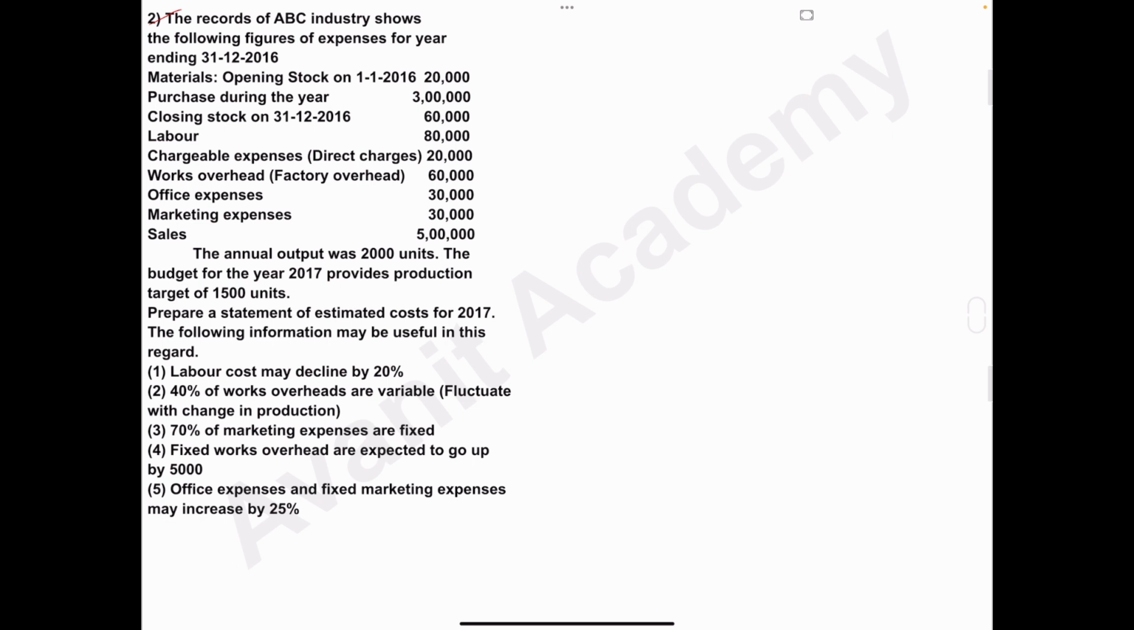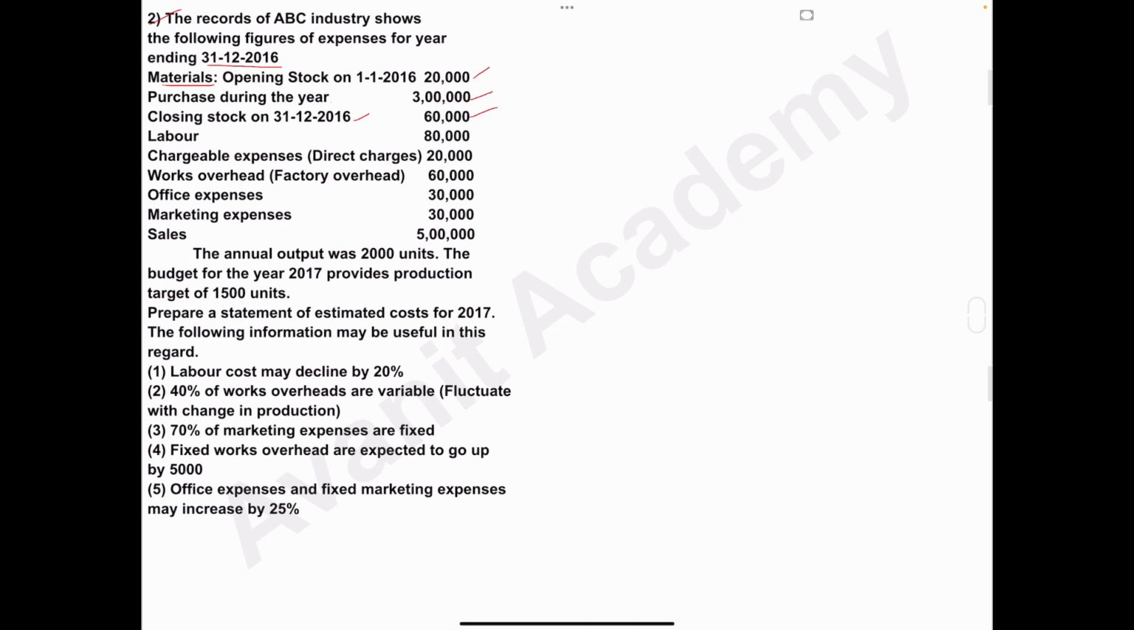The records of ABC Industry show the following figures of expenses for the year ended 31st December 2016. Materials, opening stock on 1st January 2016, 20,000. So this is the opening stock balance, 20,000. Purchases during the year, 3 lakh. Closing stock of raw material on 31st December 2016, 60,000.